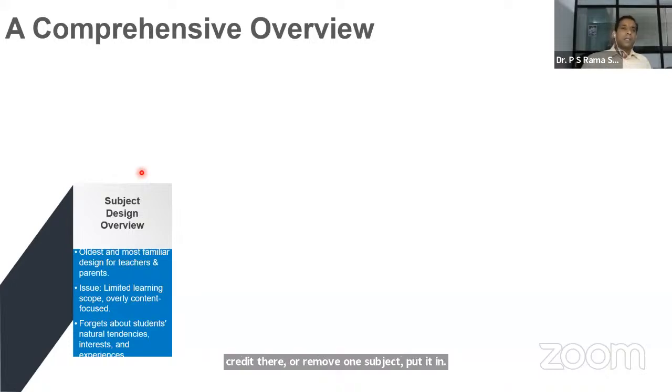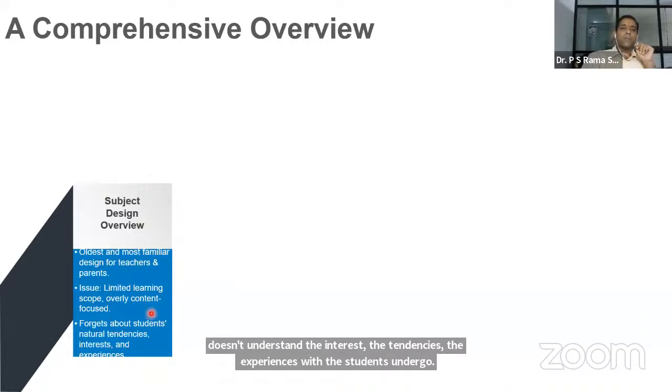And who is going to design this subject? You call some expert who is an expert only in design thinking, and tell him to design a 5-module course for us. He is not provided with the overall curriculum. So his design of the course is going to be too specific. He forgets or doesn't have an understanding of the overall framework of the curriculum. He doesn't understand the quality of students. He doesn't understand the interests, the tendencies, the experiences which the students undergo. And it is overly content focused, which is what happens when you just design a subject.